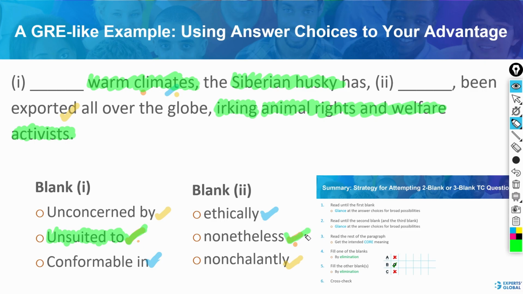The positive answer choice gets eliminated, and if conformable in is eliminated, the corresponding answer choice ethically gets eliminated. Unconcerned by gets eliminated, and the corresponding answer choice here gets eliminated. This slide was not so much about getting the question correct, it was about using the answer choices to our advantage. I hope you got the concept.